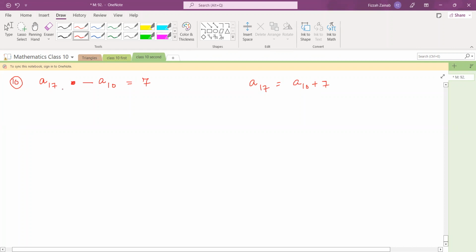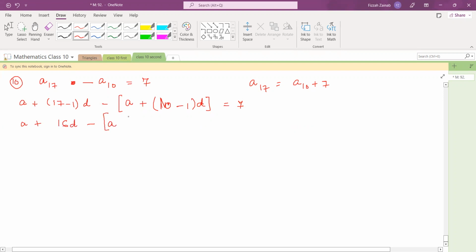So find the common difference. D you have to find. So what will this be? It will be A plus 17 minus 1 into D, and then minus, so put a bracket, A plus 10 minus 1 into D. It should be equal to 7. So A plus 16D minus A.